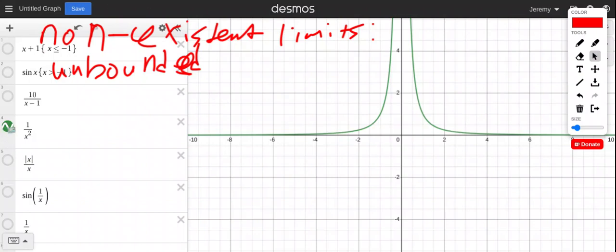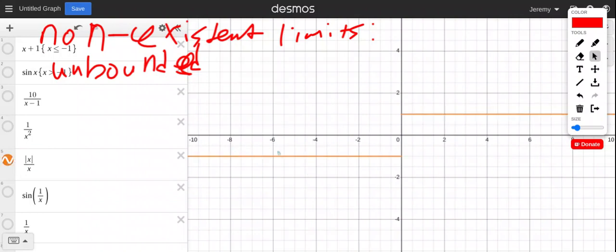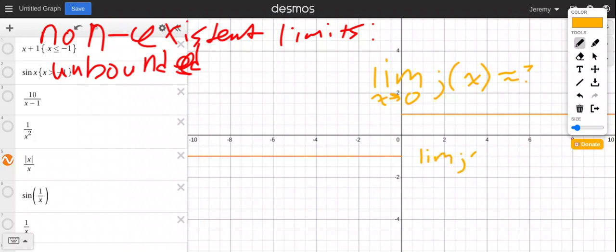Now, let's look at these other functions. Let's look at the absolute value of x over x. So here we have this, and what is going on with this graph? Well, let's try to estimate the limit of j of x. I don't want to use i of x. The limit of j of x as x approaches 0 is approximately equal to what? Well, first you have to figure out the left side of the limit. From the graph, it looks like it's constantly at j equals 1, so I'll say that it is approximately equal to 1.